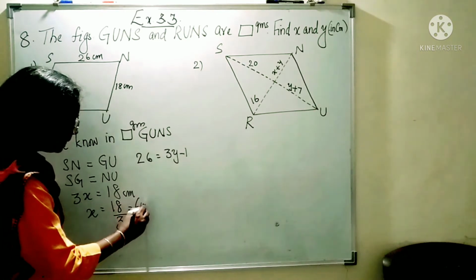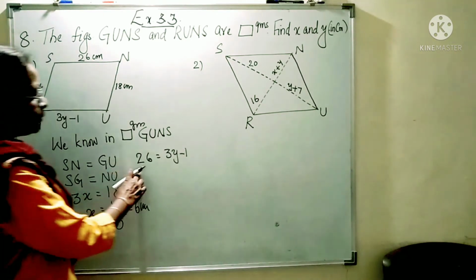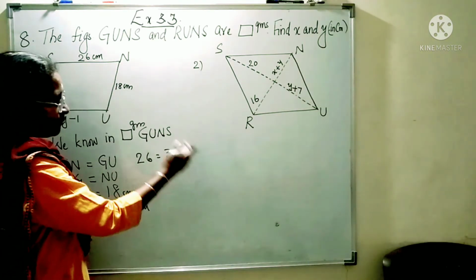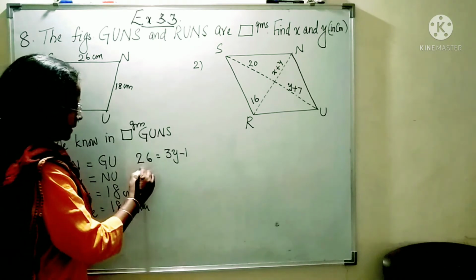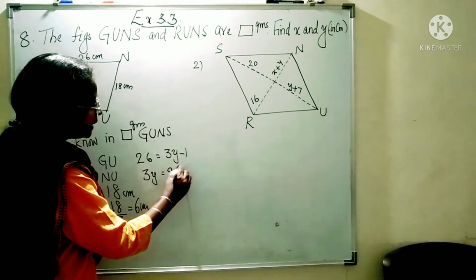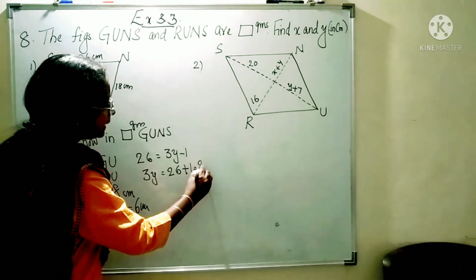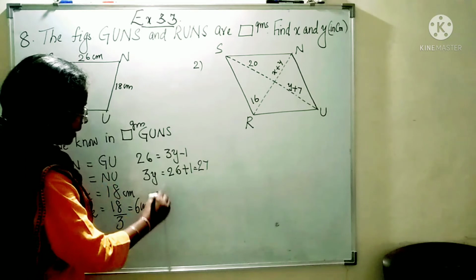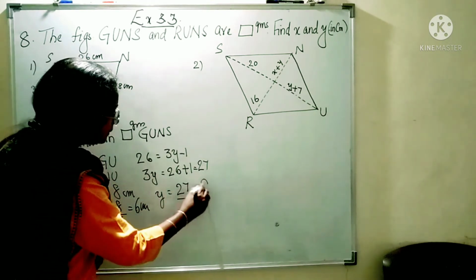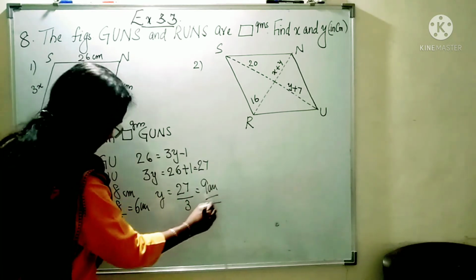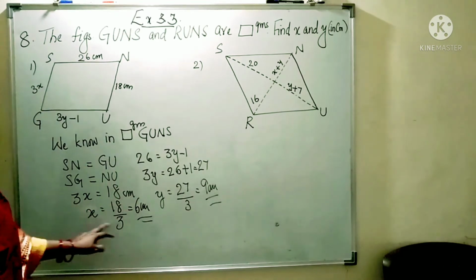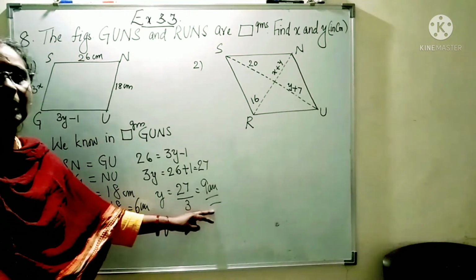That is 6 centimeters. Now here 26 is equal to 3y minus 1. So if you bring that 1 here, we get 3y is equal to 26 plus 1. That is 27. So y is equal to 27 upon 3. That is 9 centimeters. So the values of x and y: x is 6 centimeters, y is 9 centimeters.